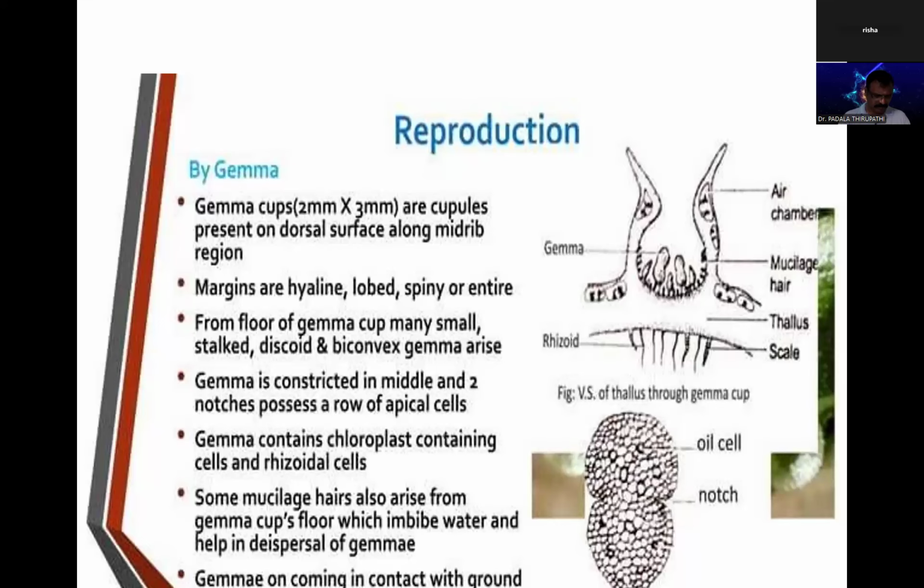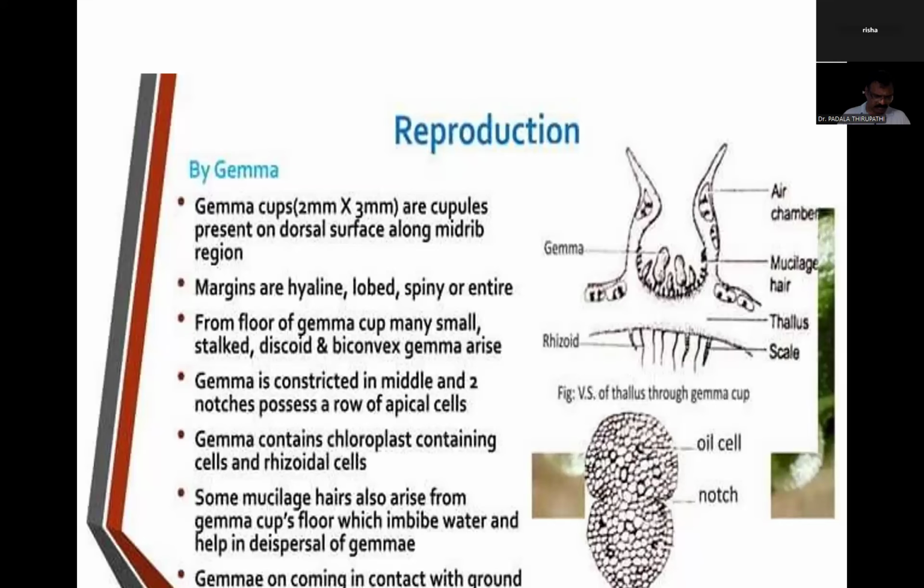Gemma contains chloroplast-containing cells and rhizoidal cells. In the lower diagram, some of the larger cells you are seeing are oil cells, which store oil. In addition to the oil cells, some of the cells have chloroplasts inside, which help in photosynthesis. Rhizoidal cells are also present, which in future will give rise to the rhizoids.